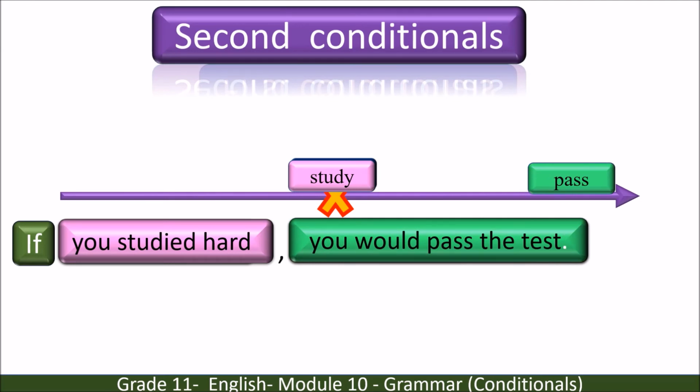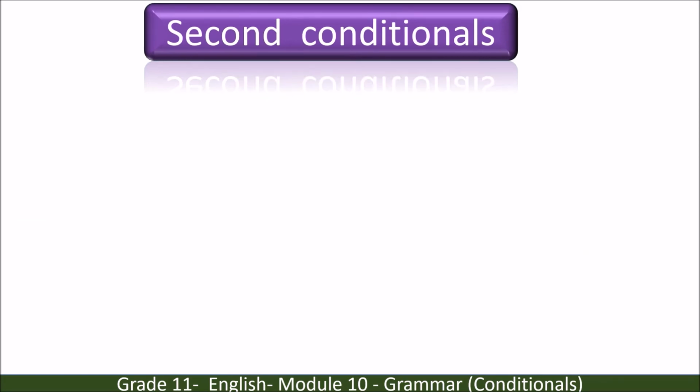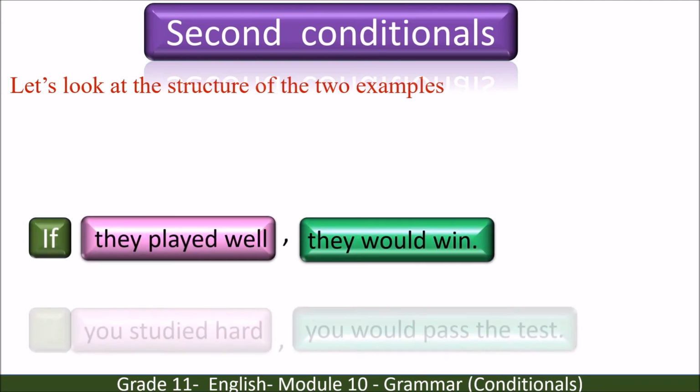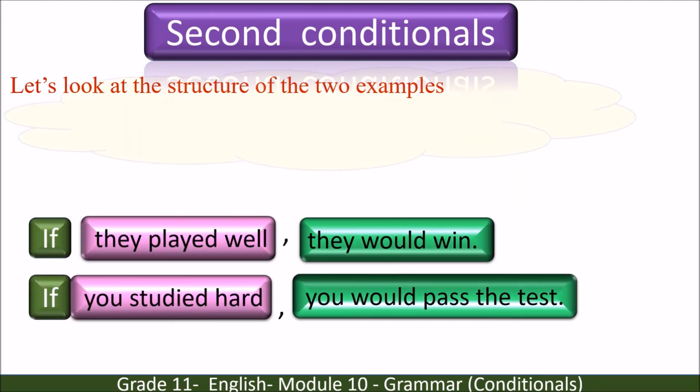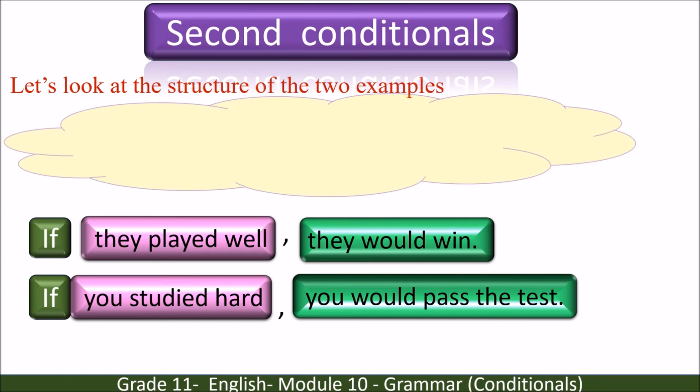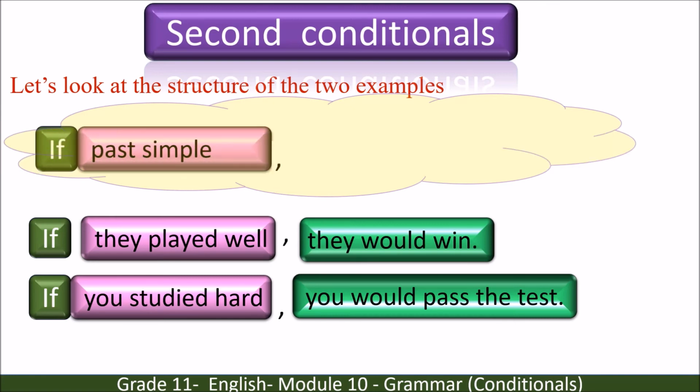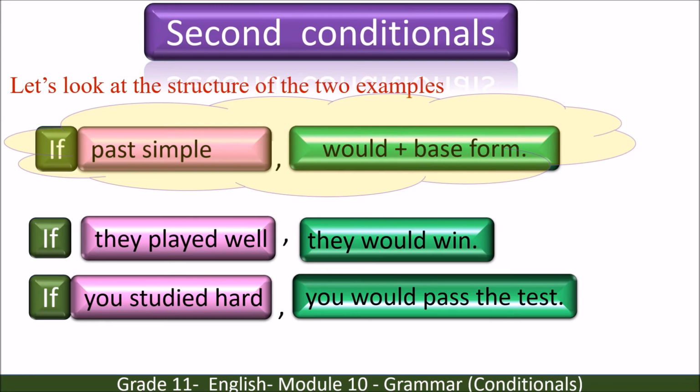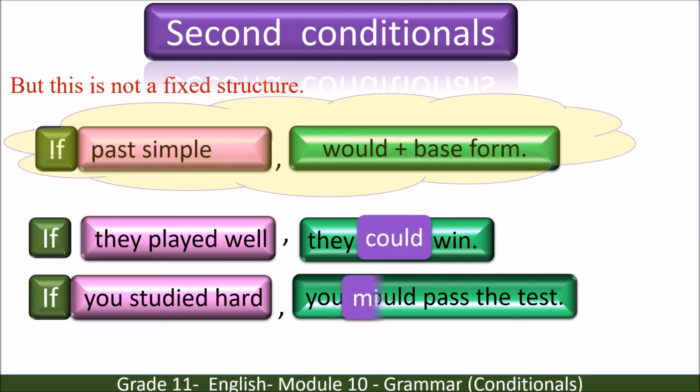So we use second conditionals to express situations which are unlikely to happen, as in this example, or situations that are unreal or imaginary. Now, look at the structure of these two examples. Can you now tell what the structure of a second conditional sentence is? Exactly. If, past simple, and then would plus the base form of the verb. But this is not a fixed structure, because we can sometimes replace would by could or might.